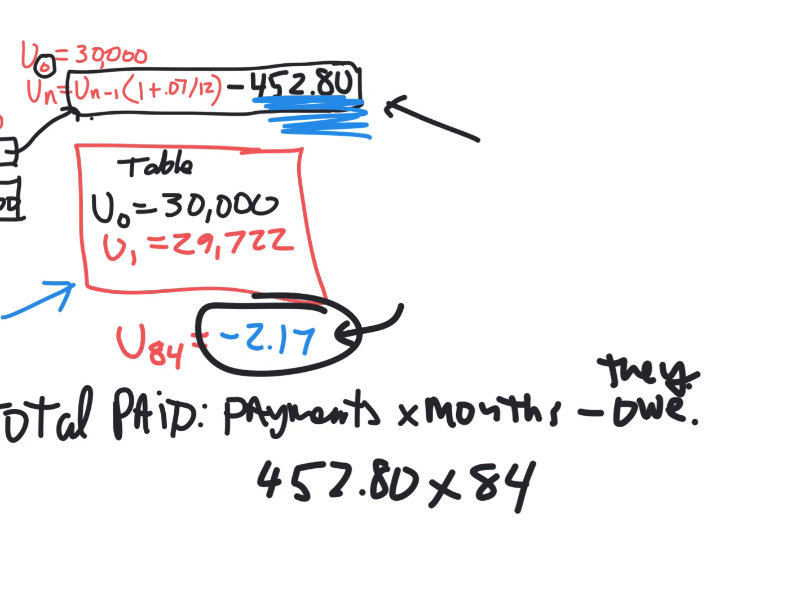So, what is 452.8 times 84? 452.8 times 84 is 38,035.2. There we go. And then would you please subtract $2.17 from that?